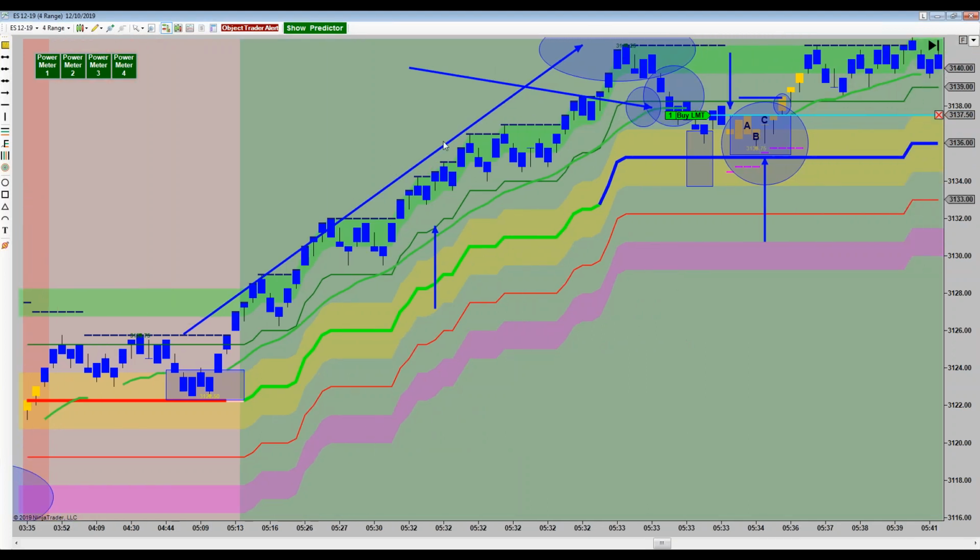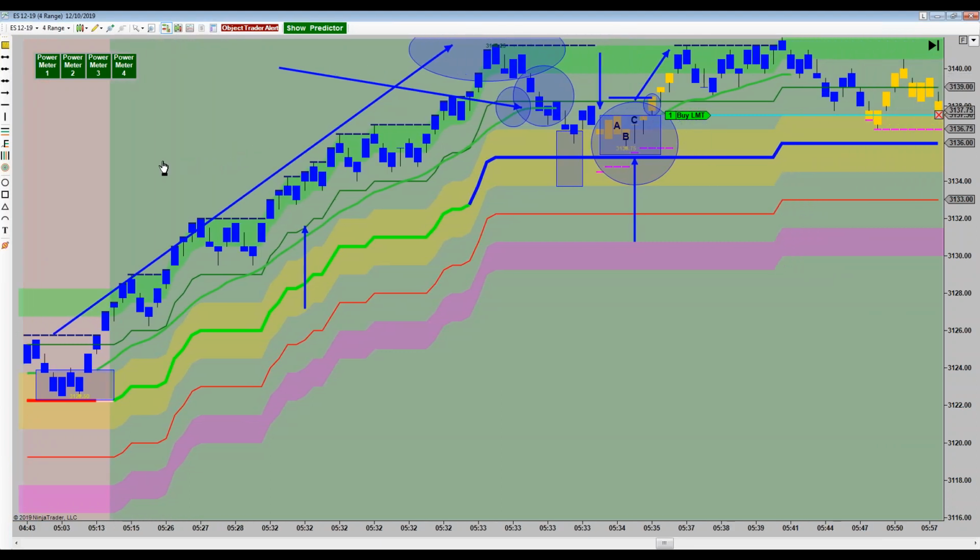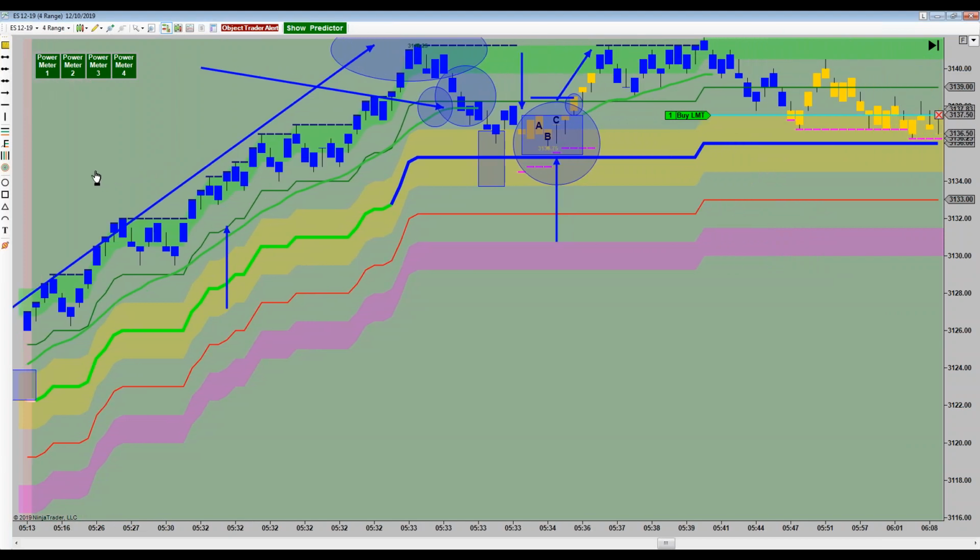And what's going to happen is you're going to get in late and you're going to get filled way up here where people are taking profits already, right? And then what's going to happen? You're going to stop out, only to find out that the market comes right back to where you got in.